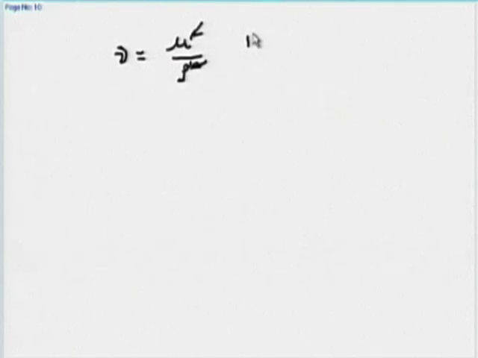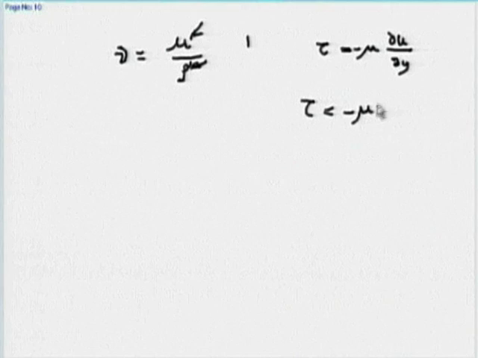Let us go back, because we have not touched upon fluid mechanics. Before writing the unit of viscosity directly, let me write this. Tau equal to minus mu del u by del y.